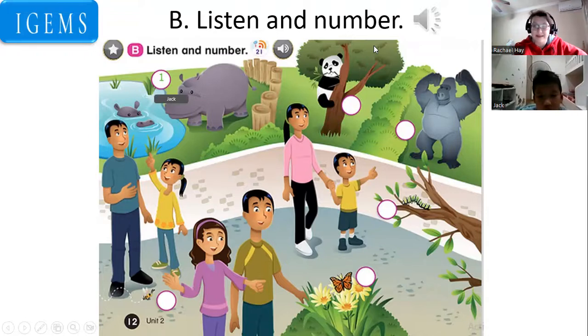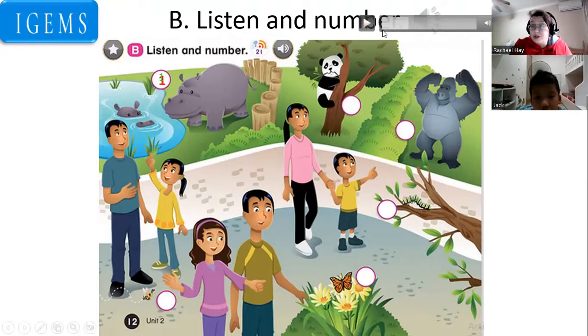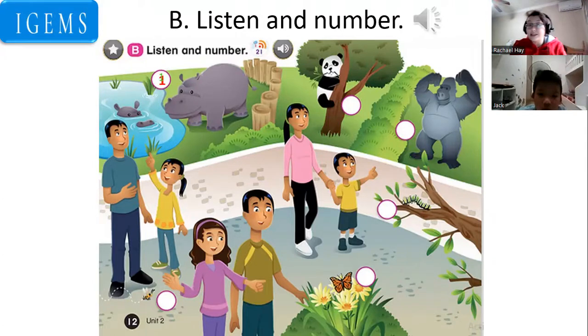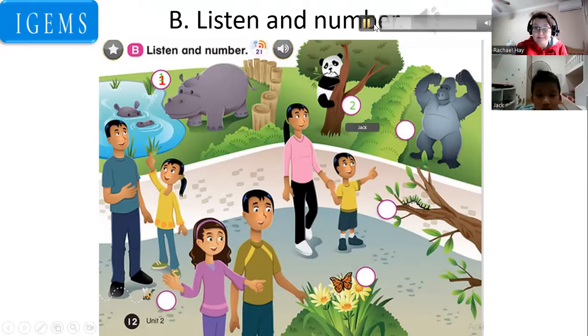Two. Look, Julie, there's a panda. It's so fat. It looks just like my toy panda at home. Oh, that's right. But this one is a lot bigger.